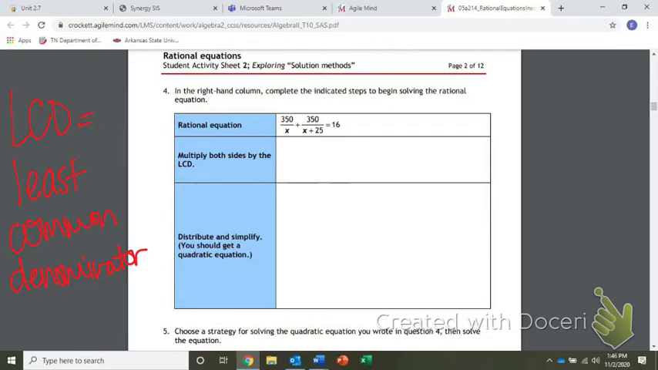All right, in this case, can we combine these two fractions right here? No. They don't have the same denominator, okay? So we have to multiply both sides by the least common denominator. Well, in this case, since we have two different denominators on two different fractions, we have to use both of them, okay? So what we're going to do first is we're going to say x times x plus 25, and I'm going to use a bracket.